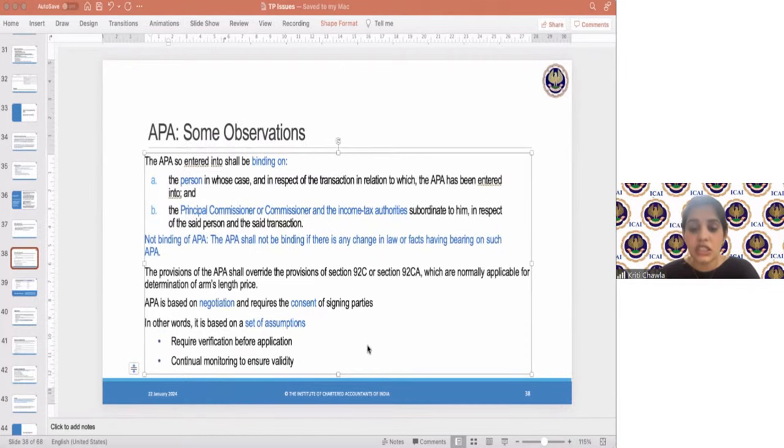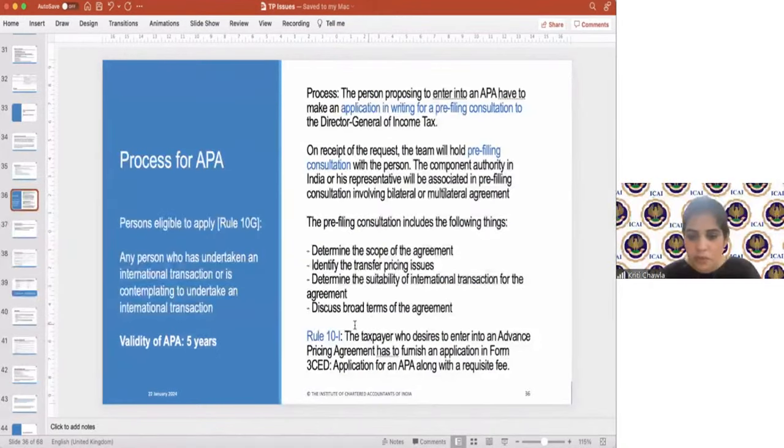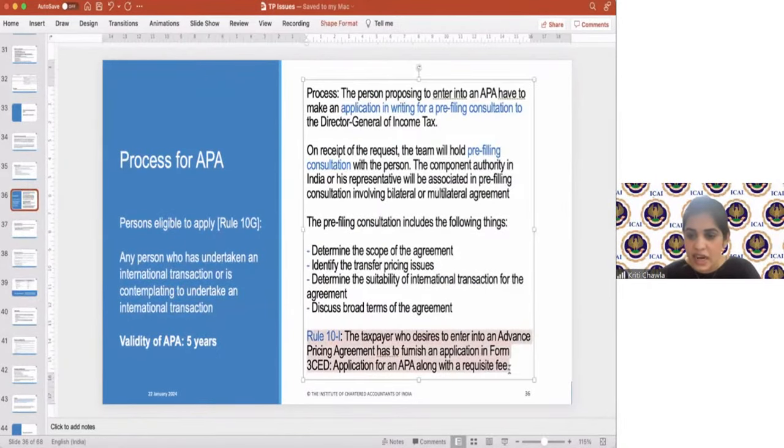Well, as I mentioned, the form is available out here. I have provided the form here. It is provided in Rule 10I. It is provided in Form 3CED. It's an application for APA. You have to deposit the requisite fee, which is 5 lakh, 10 lakh, which I just mentioned. And the moment you apply for APA, there will be a pre-filing consultation, which is more like discussing the details of your transaction. The difference between APA and rollback, are they interlinked?